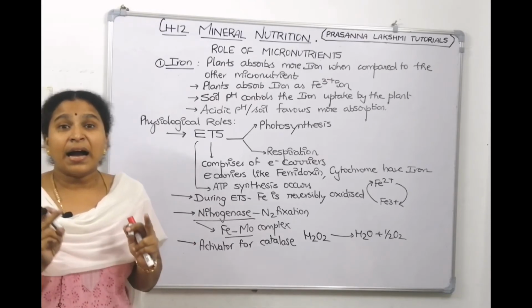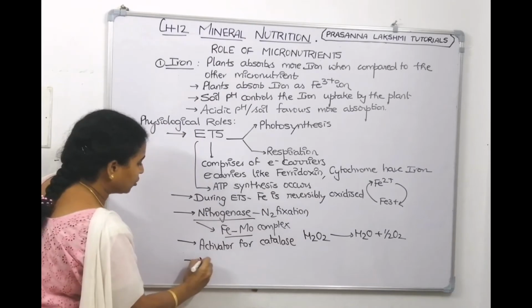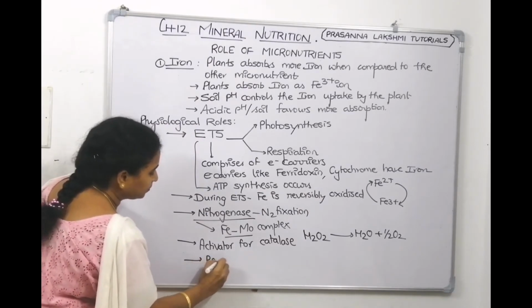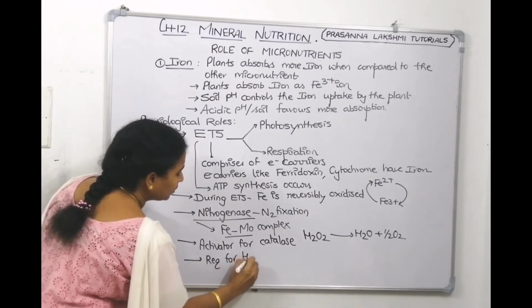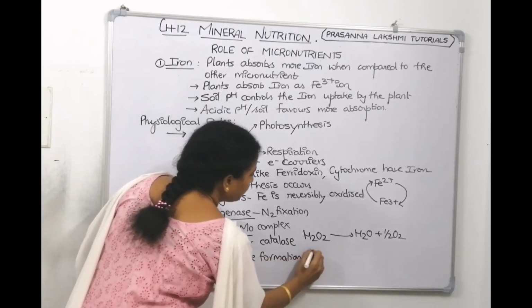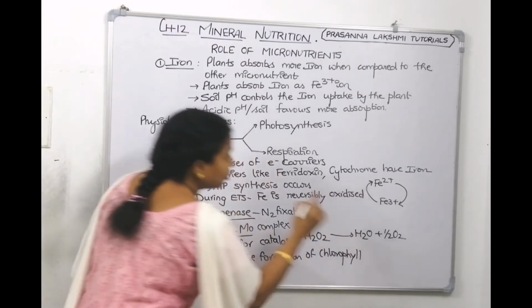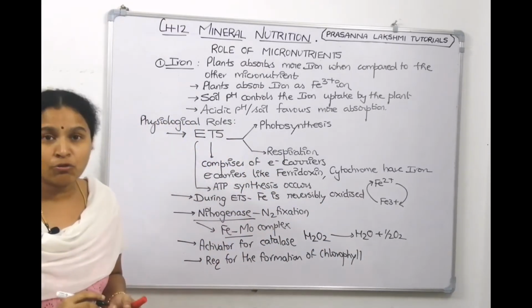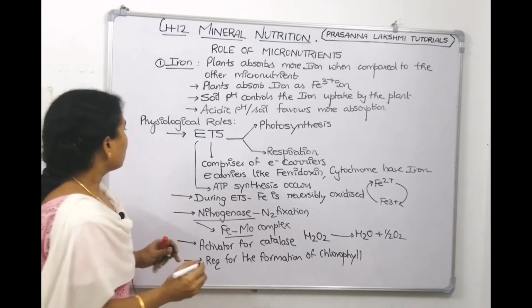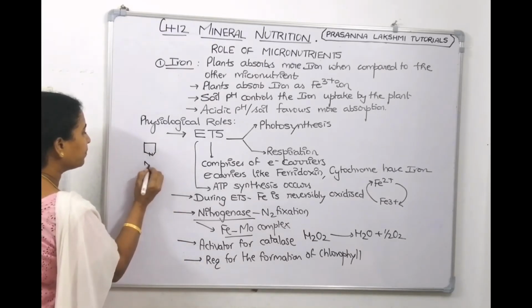Not only that, iron also helps in formation of chlorophyll. It is required for the formation of chlorophyll. Children, in the previous lecture, I showed you the structure of chlorophyll. Chlorophyll contains a structure like this. It contains 4 rings.